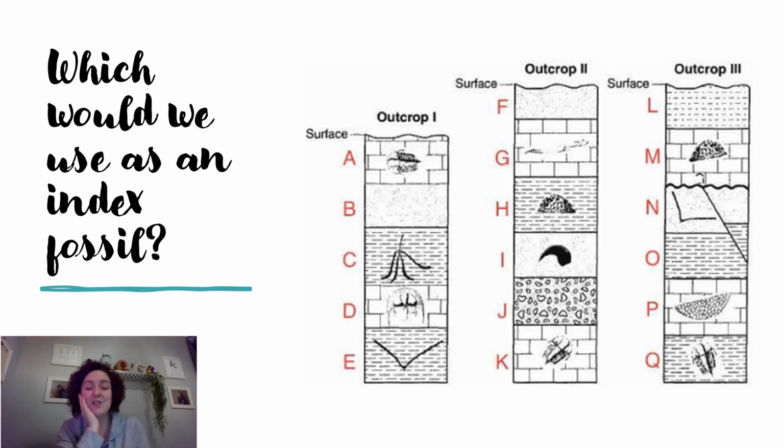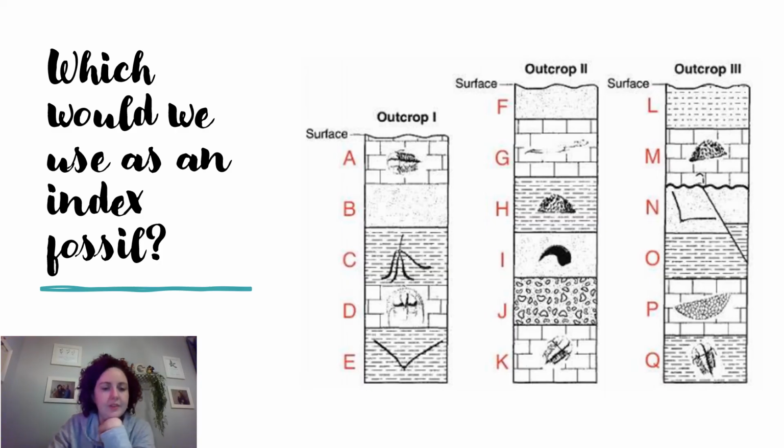More practice. I want you to look at these and figure out what is something that is short-lived, widespread, well-preserved, and easily recognizable. The way that I like to do this is I like to start typically at the smallest outcrop, and just look at the different fossils that potentially could be used.